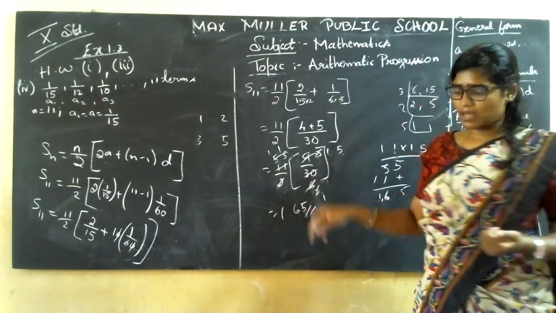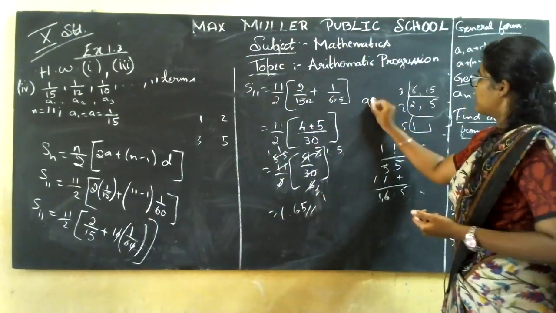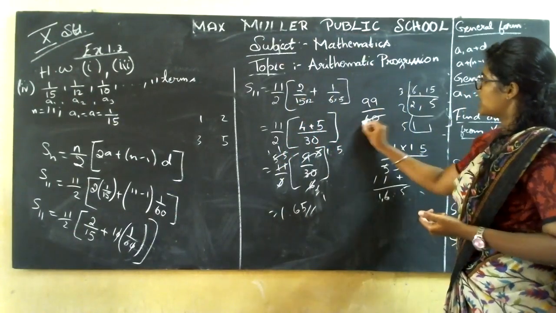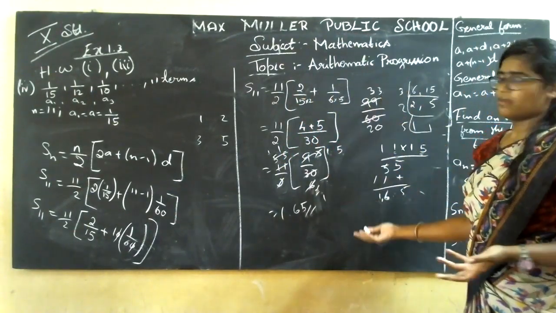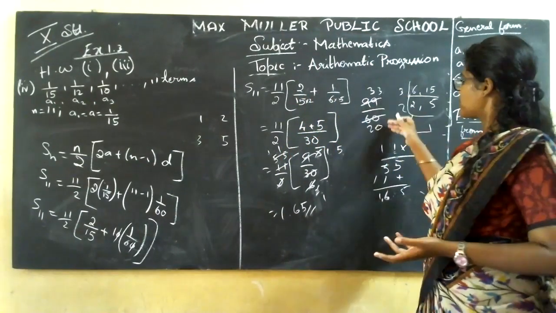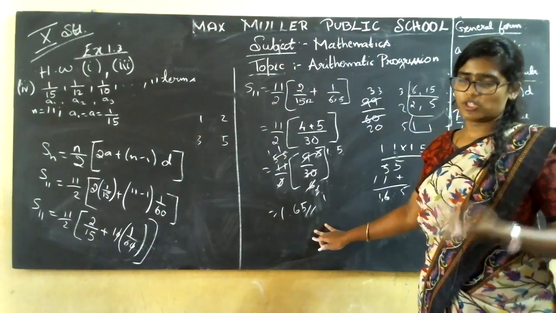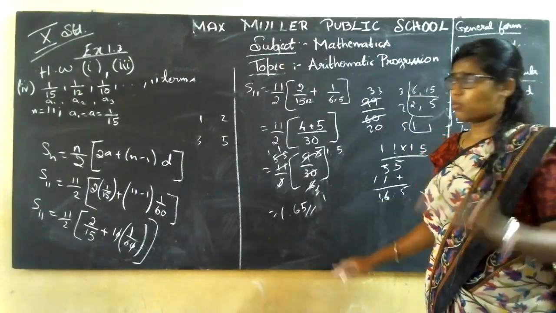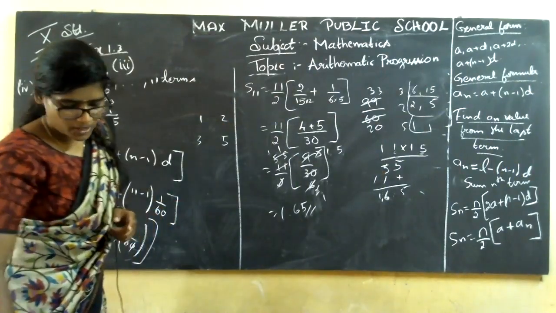If you do it by 99 divided by 60, how much do you get? 99 divided by 60, 3 2s are 6, that is 20, 3 3s are 9, that is 33 divided by 20 itself. Okay, they have kept it in the fraction form as it is, but I have converted it into decimal form. It is your choice, in whichever form you want, you can do it. But the answer should be correct.